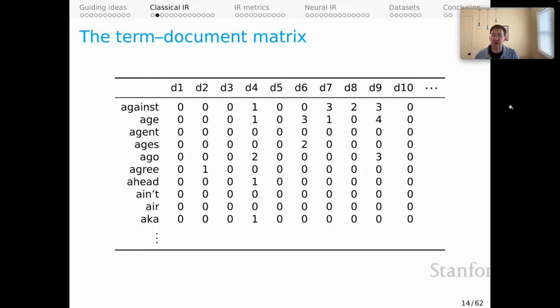The standard starting point for classical IR is the term document matrix. I've got a fragment of a real term document matrix on the slide here. The terms are along the rows, the documents go along the columns, and the cells record the number of times that each word appeared in each one of these documents. These are standardly very large, very sparse matrices, but they encode latently a lot of information about which documents are relevant to which query terms.